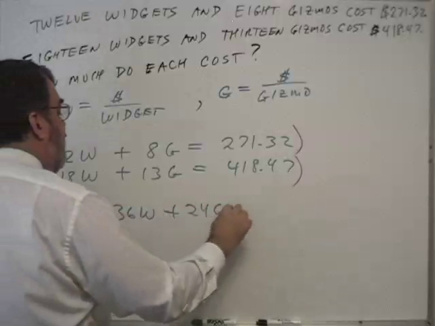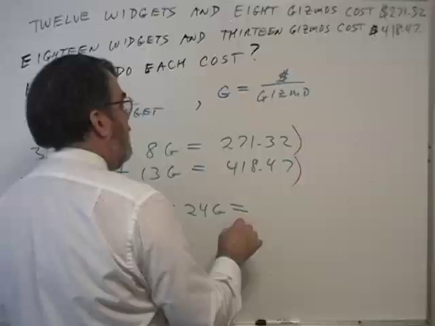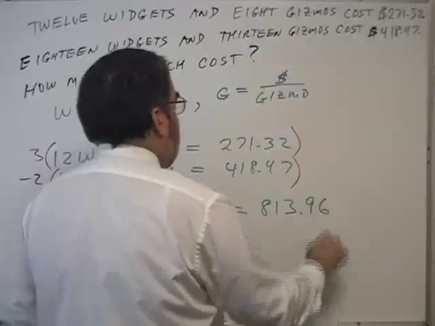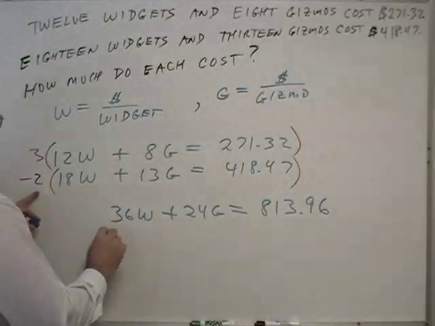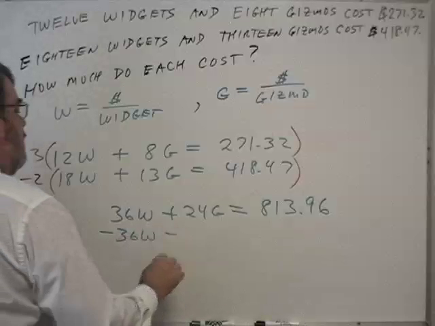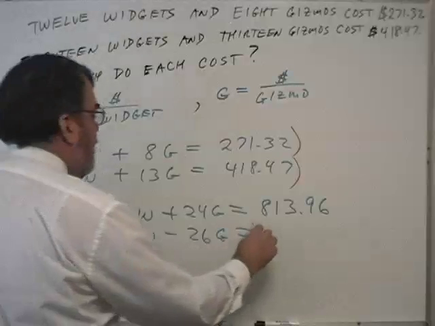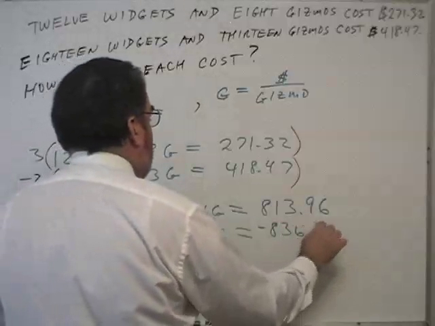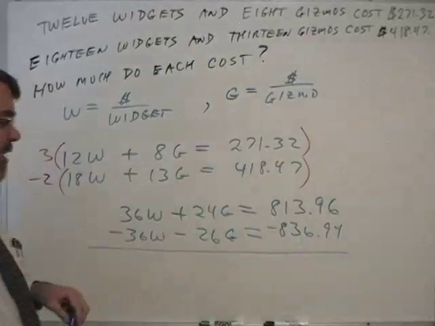plus 24g equals, oh boy, I can do this, $813.96. Yeah, that looks right. Okay. And then negative 2 times the second equation is minus 36w minus 26g equals minus $836.94. Alright, so I'm going to add those equations together, combine them.